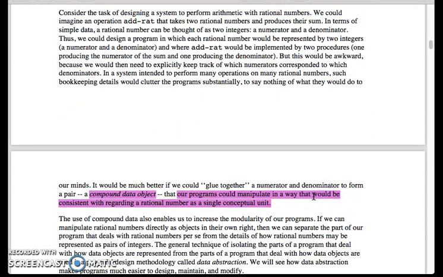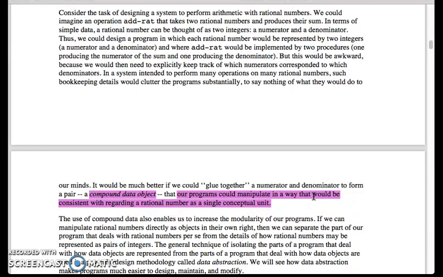Consider the task of designing a system to perform arithmetic with rational numbers. We could imagine an operation, add-rat, that takes two rational numbers and produces their sum. In terms of simple data, a rational number can be thought of as two integers, a numerator and a denominator. Thus, we could design a program in which each rational number would be represented by two integers, a numerator and a denominator, where add-rat would be implemented by two procedures, one producing the numerator of the sum and one producing the denominator. But this would be awkward, because then we would need to explicitly keep track of which numerators correspond to which denominators.